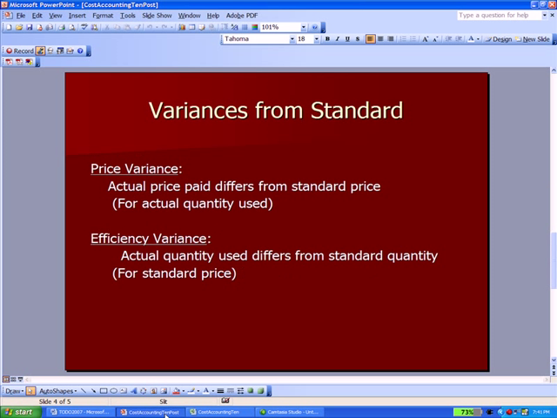We only paid $4.62. Now let's talk about a term we used before called variance, and I'm going to say variance from standard here. There are two reasons why our actual results may be more or less than our standard results. The first is price variance. We paid a different price for the material or the labor. The formula is actual price versus standard price, for the actual quantity we used. The second difference is efficiency, which is that we used a different amount of stuff, whether that stuff is labor or materials. The formula here is actual quantity used differs from standard quantity, times the standard price.